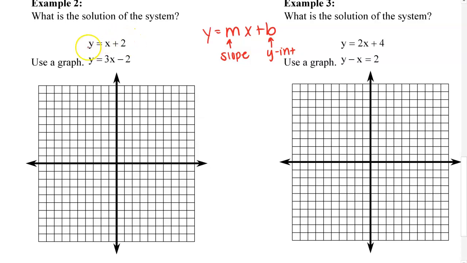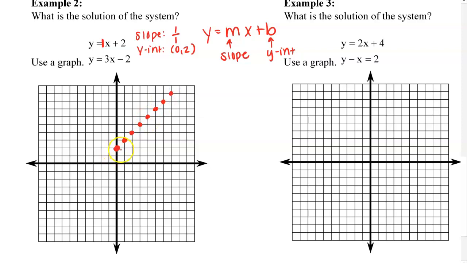So from the first equation, I can see y is by itself. Although I don't see a number in front of the x, I know that it's a 1. So the slope is 1 over 1, and the y-intercept is (0, 2). So I'll plot my point at 2 on the y-axis, and my slope tells me to count up 1, right 1, up 1, right 1.